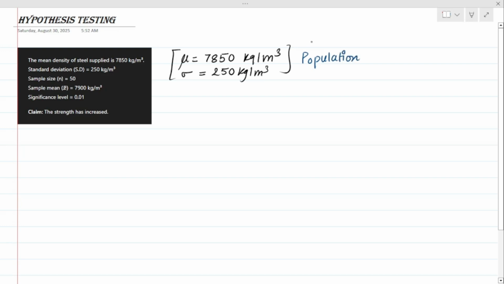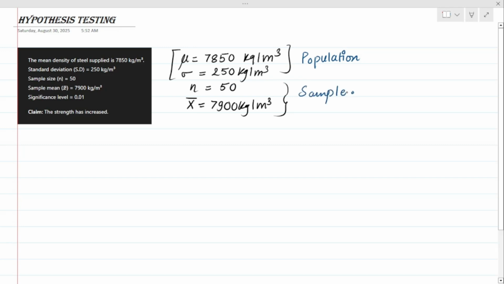Then in the second instance, they have given you the sample mean x bar, which is 7900 kg per meter cube. This is the sample mean. This was the population mean. This is a sample mean. Now the question gives 7900, that is the sample mean or the mean density of the sample. And the number of samples is given, that is n equals 50. So this is the data about the sample.